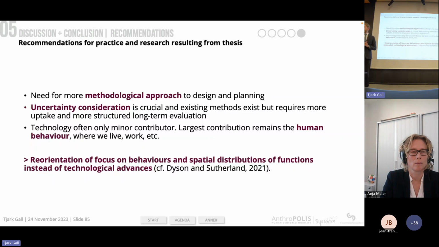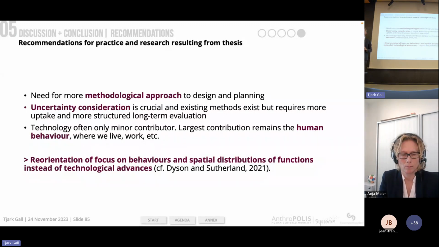I think generally what I learned also personally throughout this was that there's a need, but also huge potential for more methodological approaches to design and planning. So my background is urban design, urban planning. I would say we have some approaches, but maybe it's not always the most structured ones. I think in design science, there are many of those, and there's a lot of potential between the different disciplines to learn from, to integrate, and also to apply further.